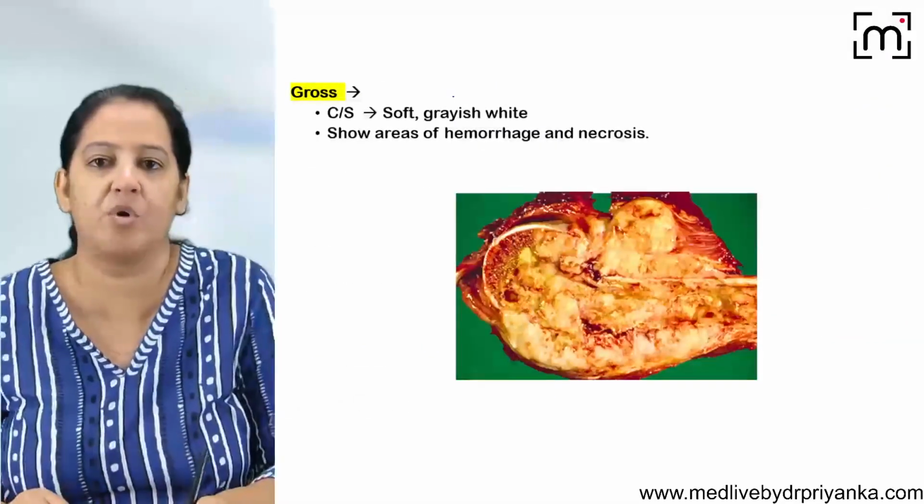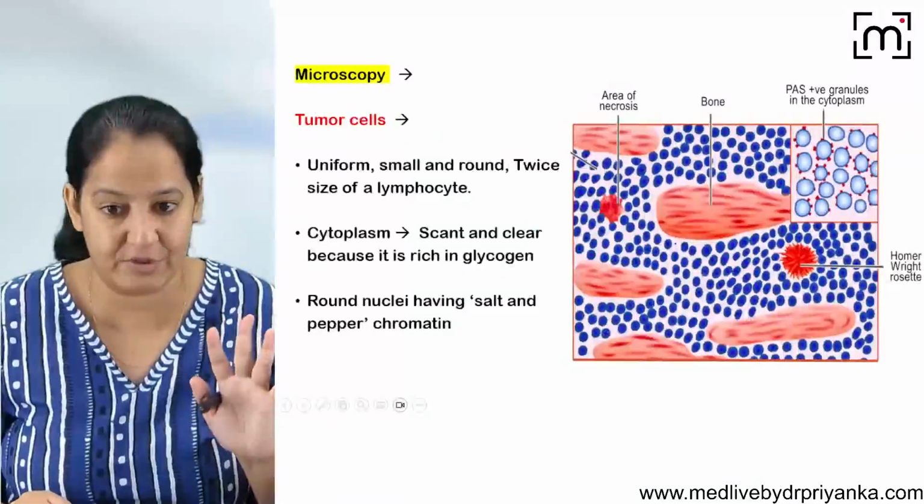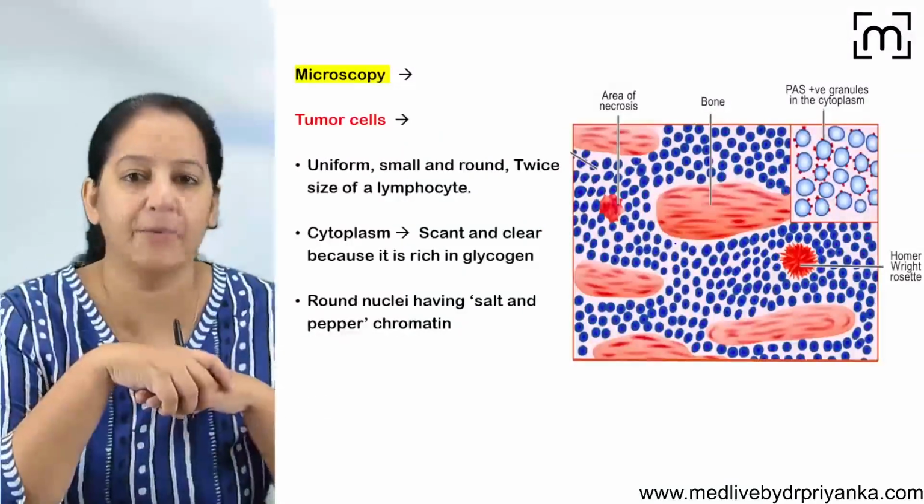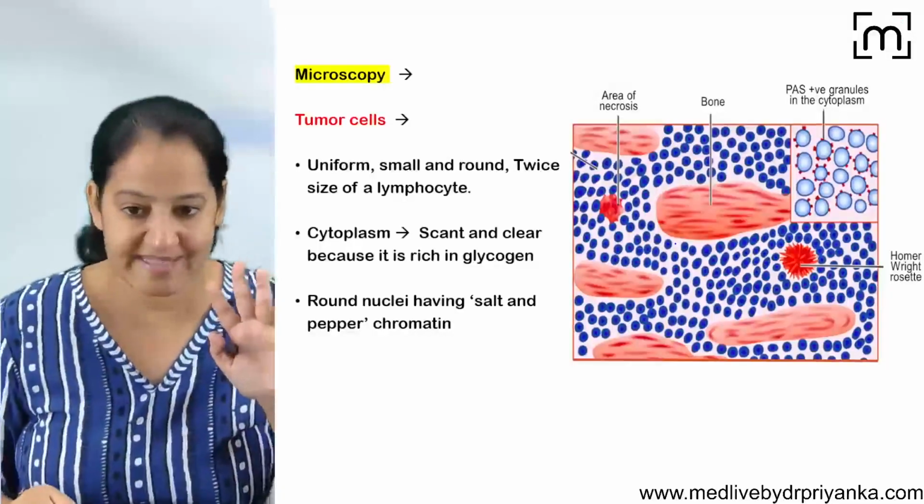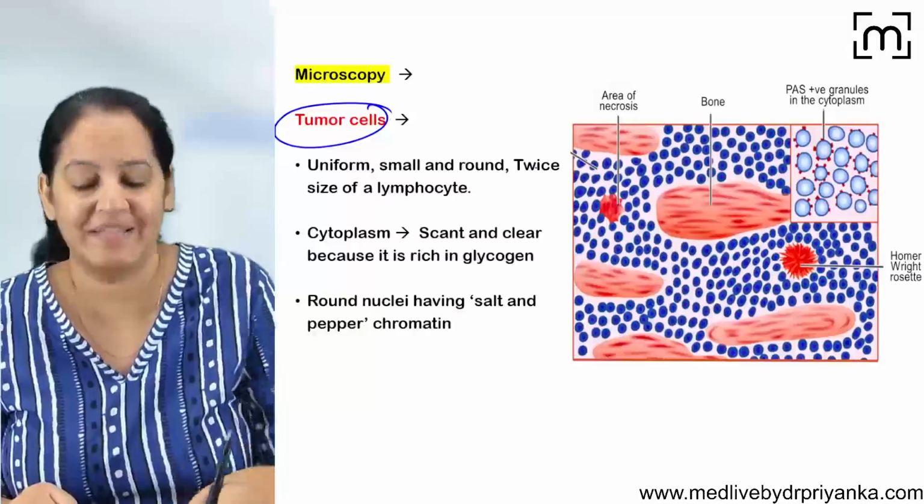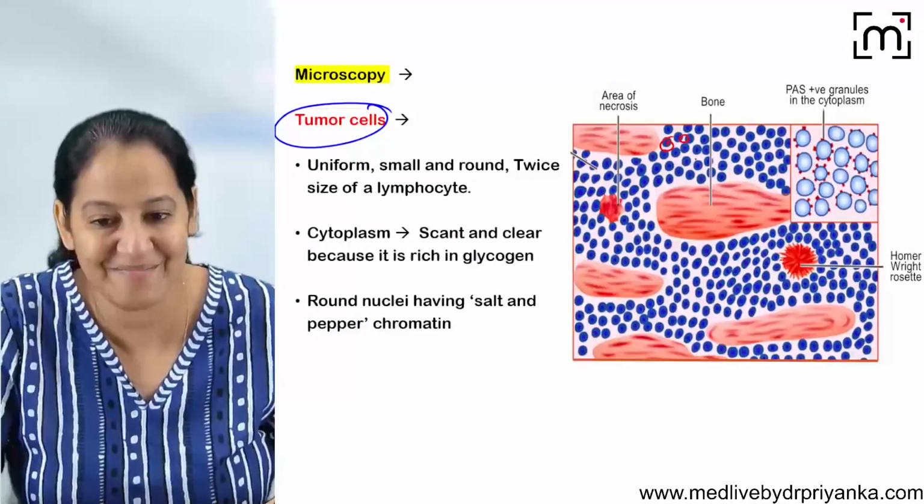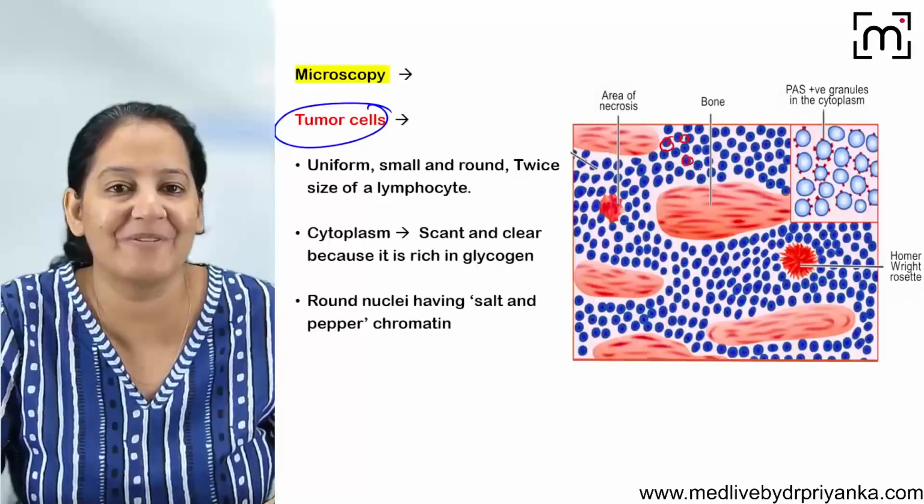Grossly, the tumor looks soft, grayish white with areas of hemorrhage and necrosis. It's a very aggressive tumor. Microscopically, you can see tumor cells here. Please describe the tumor cells. You can see the tumor cells are blue in color. They are looking like lymphocytes. Have you seen lymphocytes in the blood? The tumor cells are looking like lymphocytes only.